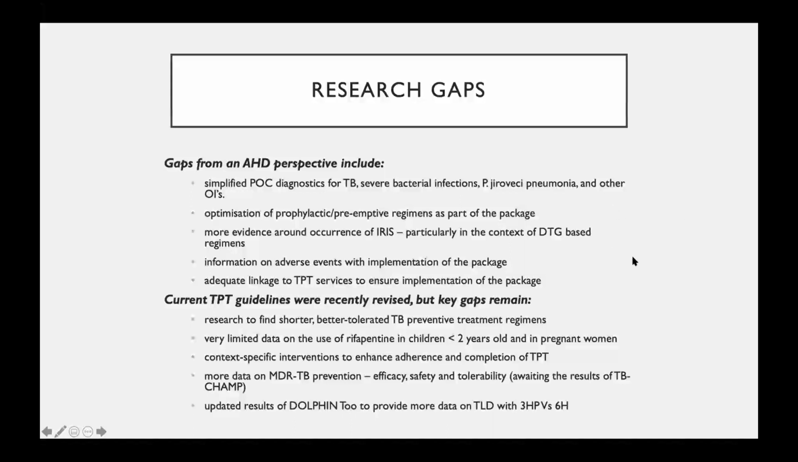Again, just to summarize on the research gaps, from the AHD perspective, I think the focus is really primarily on diagnostics and getting people onto TPT in short. And then for TPT, I think the really important ones are further information on children, shorter regimens, and also more data on MDR TB prevention. And also we're really looking forward to the results of DOLPHIN too.